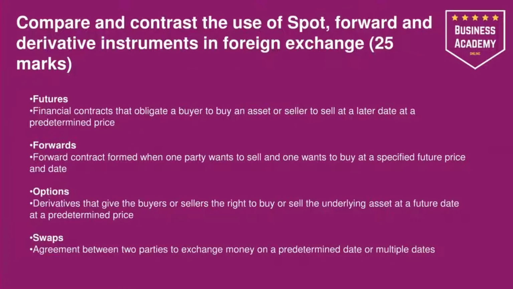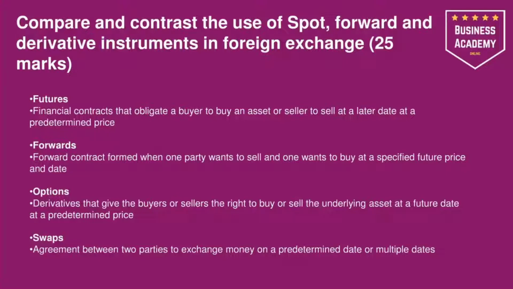So in finance, a derivative is a contract that derives its value from the performance of an underlying entity. So this could be a currency or it could be a commodity, say, for example. And when we're talking about forward and derivative instruments, we need to talk about these four things: futures contracts, forwards contracts, options, and swaps. So futures are financial contracts that obligate a buyer to buy an asset or a seller to sell at a later date at a predetermined price.